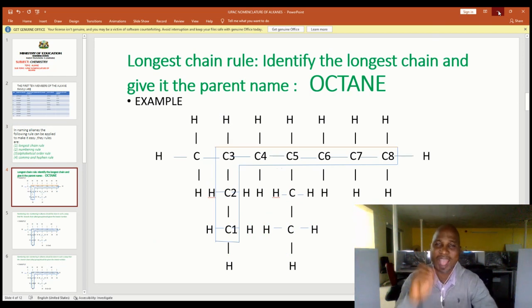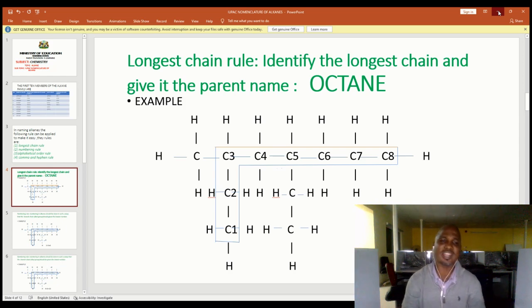The longest chain rule states that you identify the longest chain and give it the parent name. The longest chain is the highest number of connected carbon atoms. You check all the possibilities of carbon atoms attached in this structure, and the highest number of connected carbon atoms is the longest chain. As illustrated here, the longest chain is outlined with a line that looks like an L. Here, the longest chain has an L shape, from carbon number 1 to carbon number 8. Because there are 8 carbon atoms connected in the longest chain, it becomes an octane. Octane is the 8th member of the alkane family.